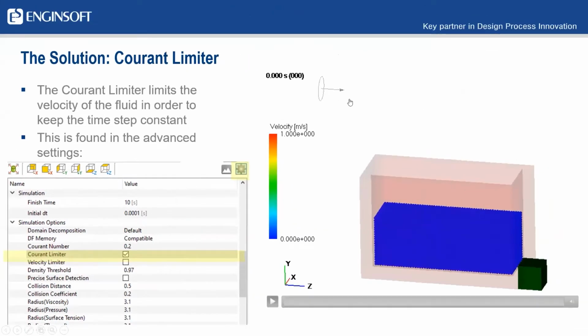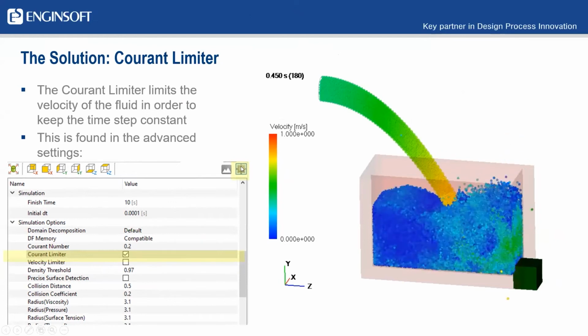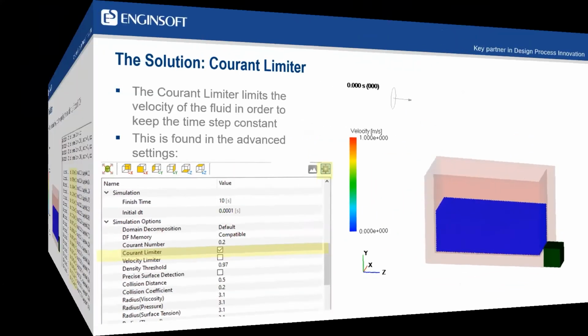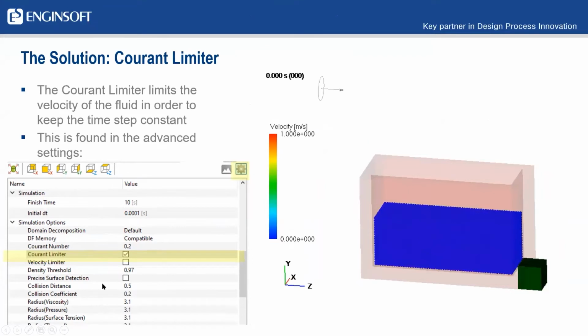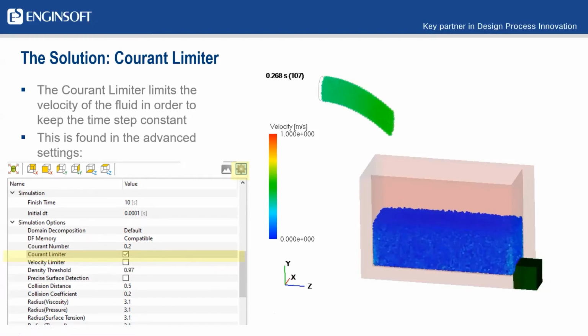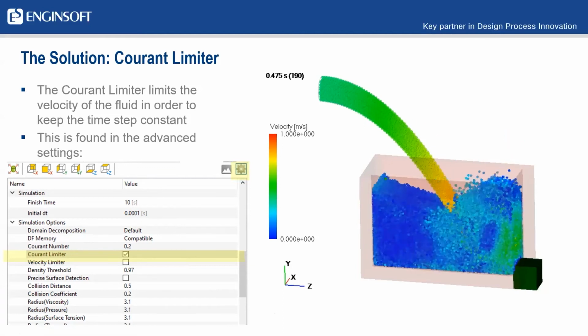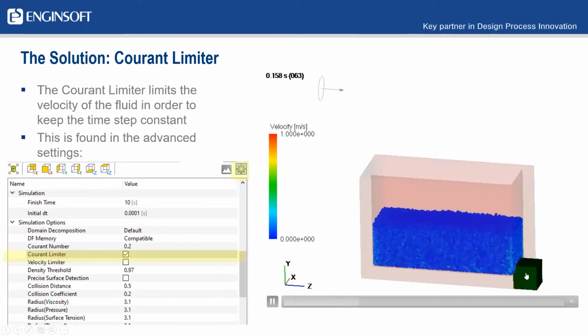And so we can solve this by using the current limiter. The current limiter is found in these advanced settings. In the Particleworks GUI at the top right, there's a little gear. And when you press this gear, you'll come across some simulation options, and one of these is the current limiter. So the current limiter limits the velocity of the fluid in order to keep the time step constant.